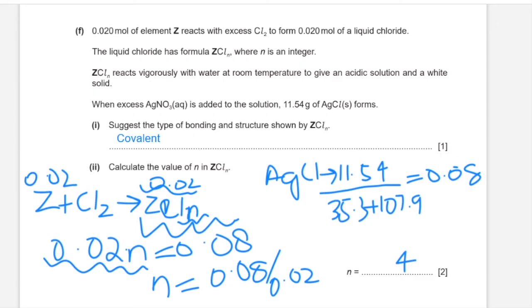chloride. Because we know that there is a total of 0.08 moles of chlorine in the compound, that means the total number of moles of chlorine in the product has to be 0.08, which as given in the question is 0.02 times N over here, and therefore N is equal to 0.08 divided by 0.02, and that gives the answer as 4.